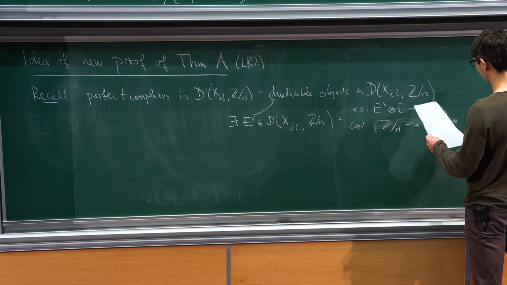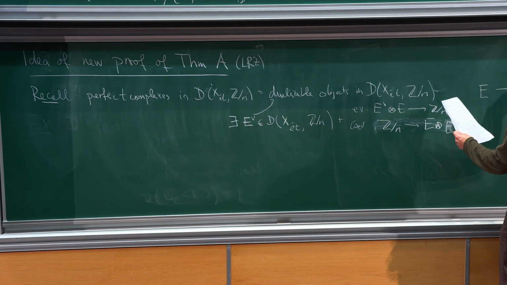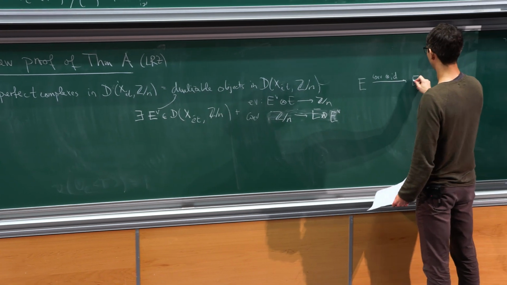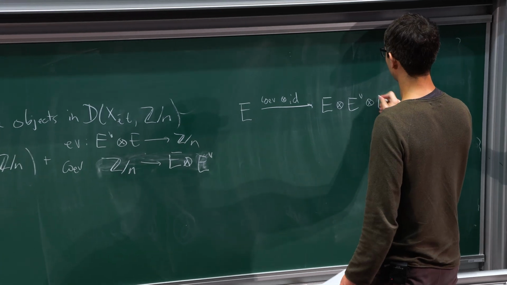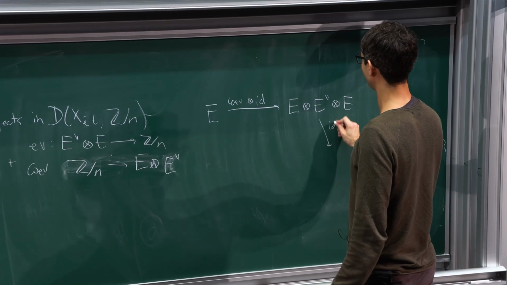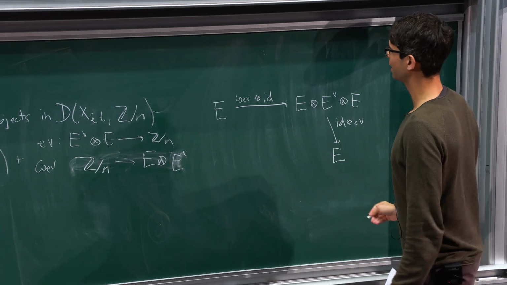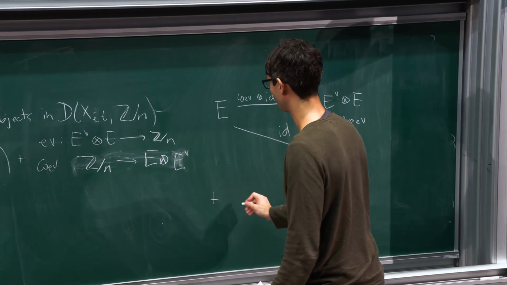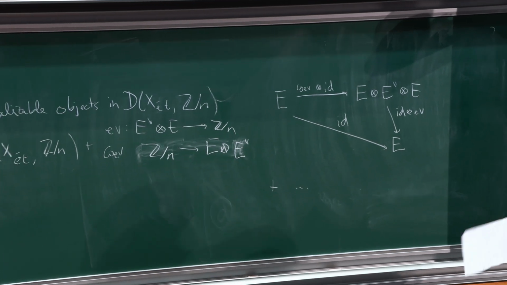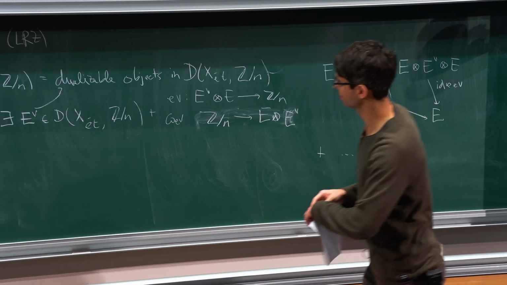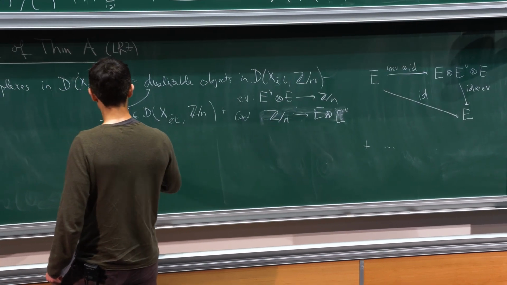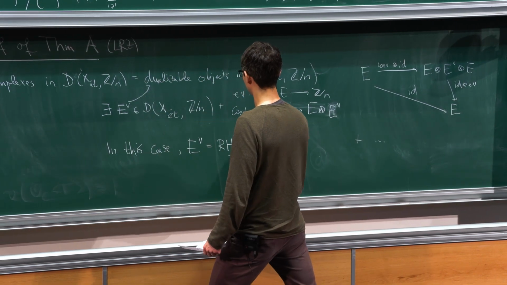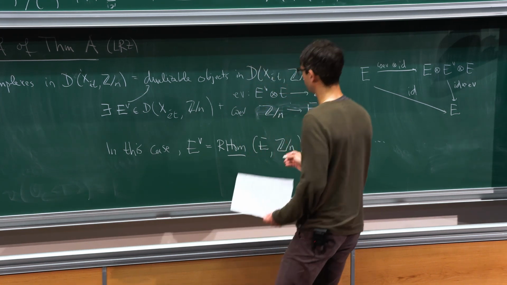Let me maybe write down one of them. So we could start with E and then take co-evaluation times identity to go to E tensor E dual tensor E. And then we could apply identity times evaluation to go back to E, and we want that this is the identity morphism. And there's another one that looks exactly the same. Okay, and also it turns out that in this case, this E dual is just given as the R Hom from E to Z mod n.